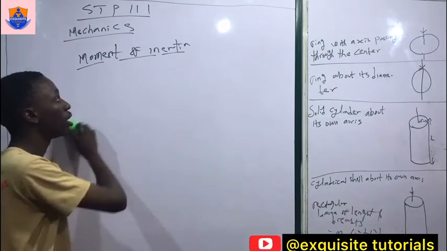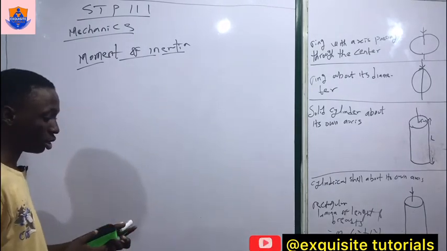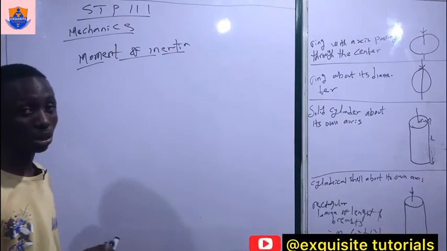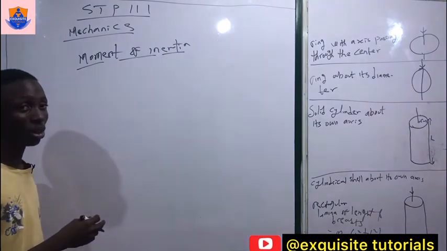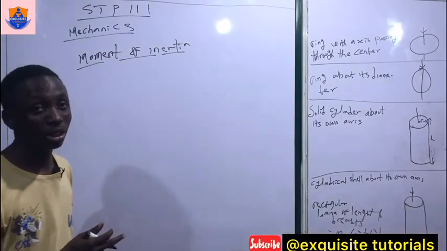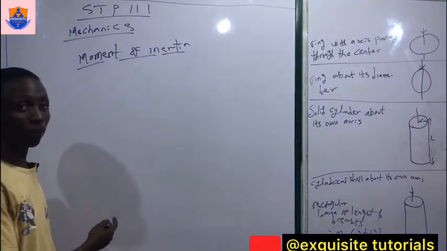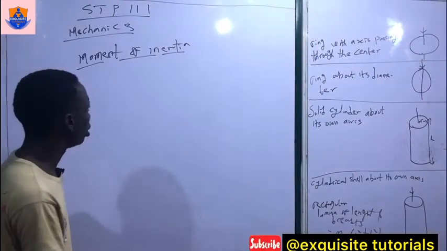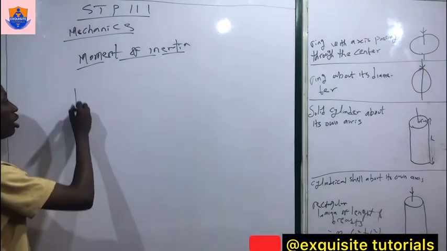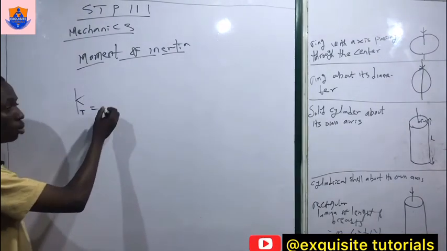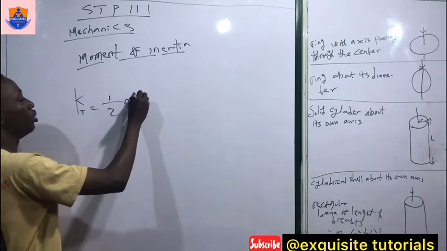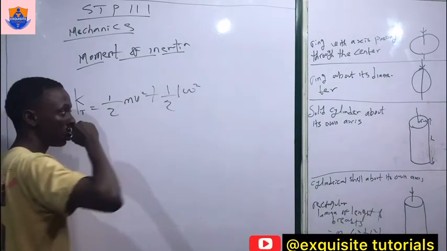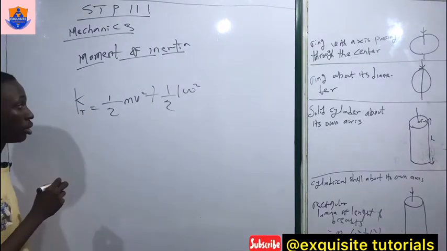Now, let's look at some conservation of kinetic energy. If a body is rolling on the ground, the total kinetic energy is the composition of the linear kinetic energy and the angular kinetic energy. So the total kinetic energy will be equal to 1 over 2 mv square plus 1 over 2 I w square. This is the formula for the total kinetic energy.